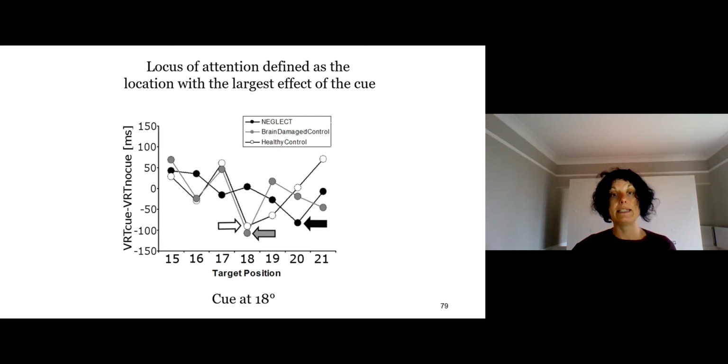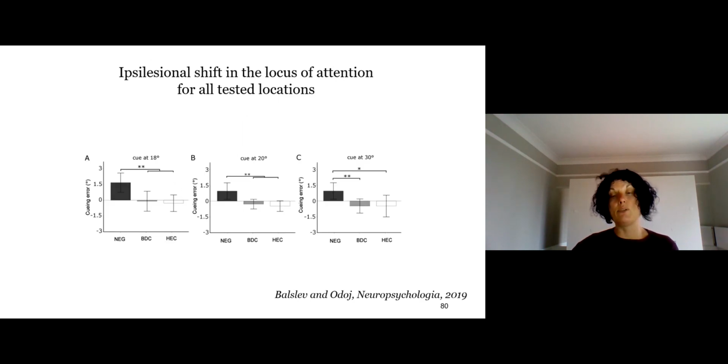So we hypothesized that in patients with spatial neglect with a cue at 18 degrees, the locus of attention would be shifted to the right. Whereas in the controls, we would see no shift in the locus of attention. So the maximum benefit for the reaction time in the presence of the cue would be at the exact location of the cue. And as you can see here, for 3 different positions of the hand, 3 different positions of the cue, we saw that the cueing error was towards the right, so they paid attention to a location that was to the right of the cue.